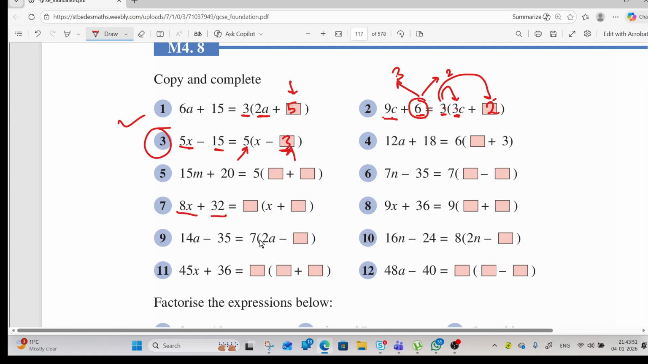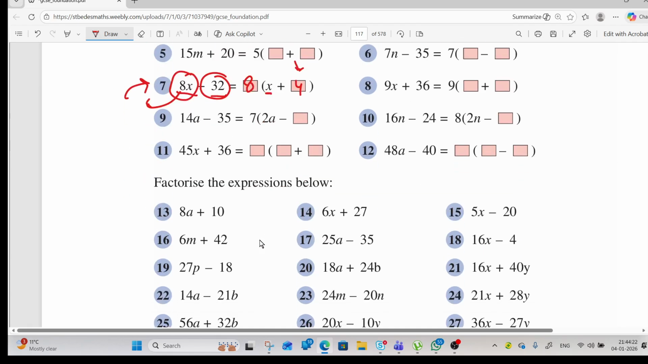What about 8x and 32? What can you take common out of 8x and 32? What is the common factor? For question number 7, I'm asking. 8. So let's take 8. Because x is written there, right? That means they have taken 8 out. What should you get here inside the bracket? 4. Very good. So you got 8x plus 4. Clear?